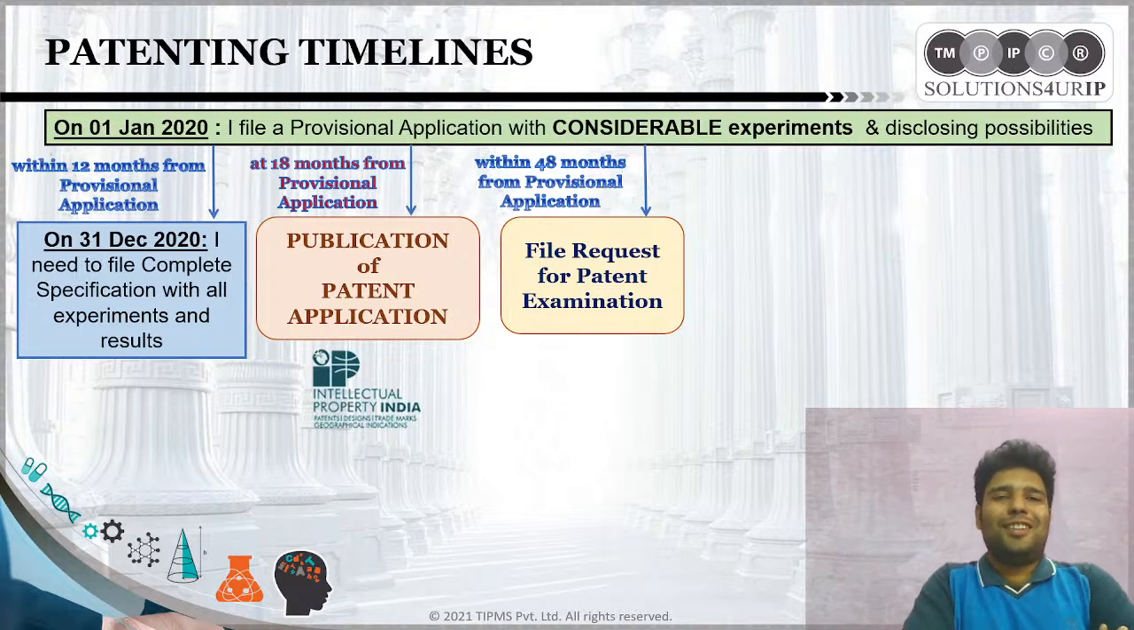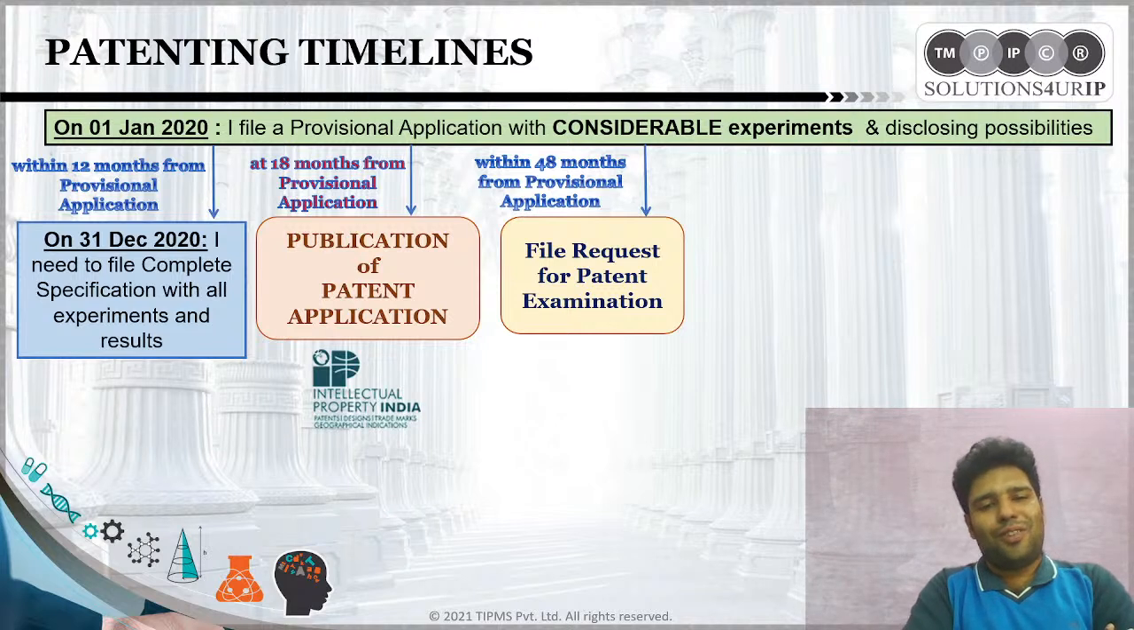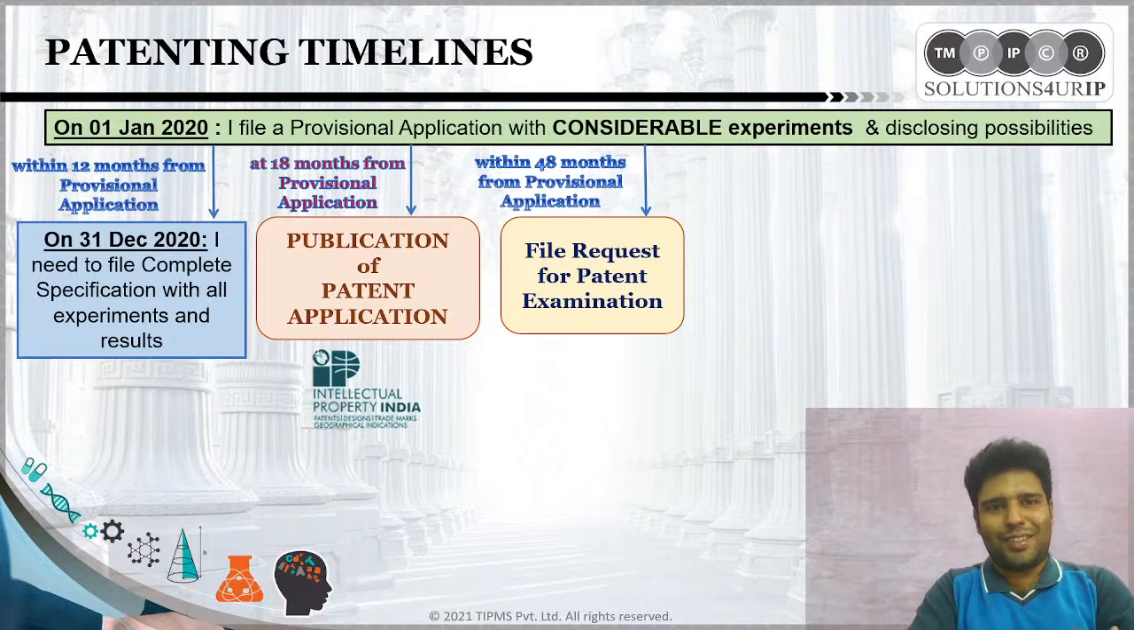There is no form required for publication of patent application. Form 9 is the form applicable when you want your patent application to be published before 18 months. At that time you file form 9.